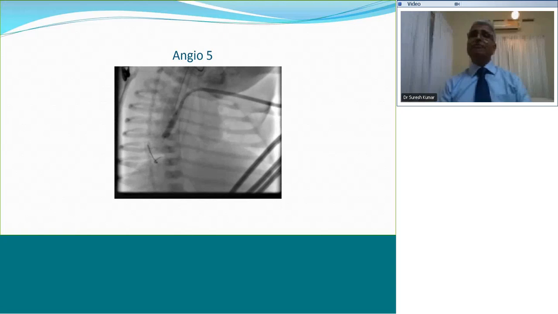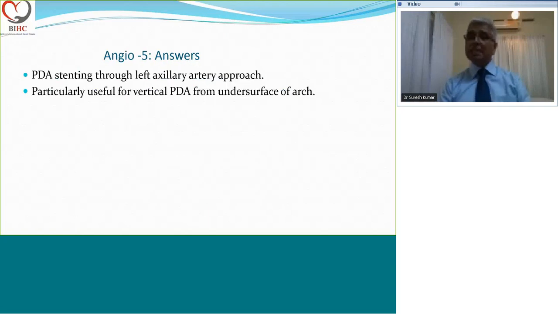Left axillary, yes, Akshara. Left axillary, what are we doing? PDA stent, yes. So it is a PDA stent from the left axillary artery approach. When is it that this is preferred? What is the advantage of choosing this access? Vertical PDA, excellent Akshara. That's the complete answer. So what you saw was PDA stenting through a left axillary artery approach, which is particularly useful for a vertical PDA from the undersurface of the arch. Okay?